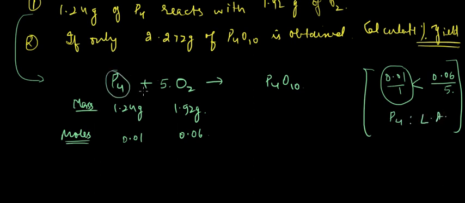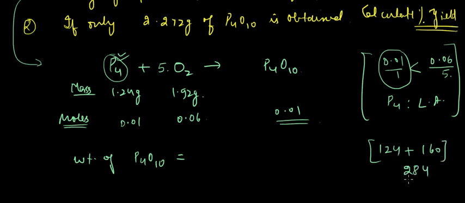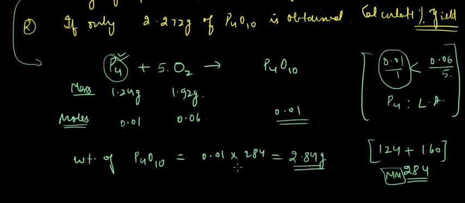Okay, so according to P4, the number of moles of P4O10 that would be produced is 0.01. So what is the mass of P4O10 that would be produced? Let's calculate the molar mass of P4O10. It would be 124 plus 160, which is 284. So 0.01 into 284, which is the molar mass of P4O10, it would be 2.84 grams. So that answers the first part of the question.